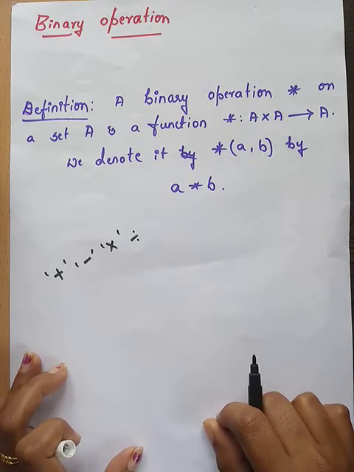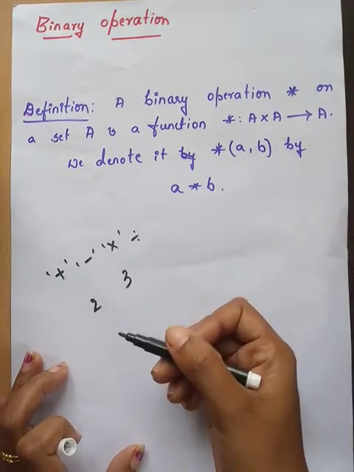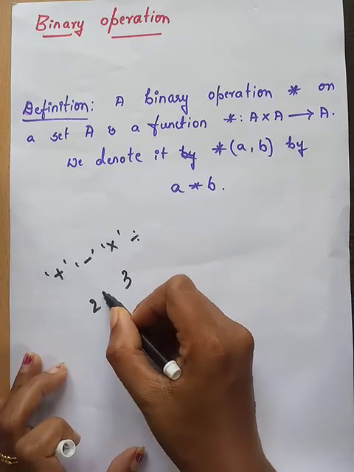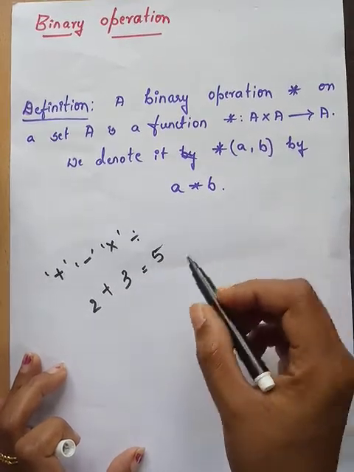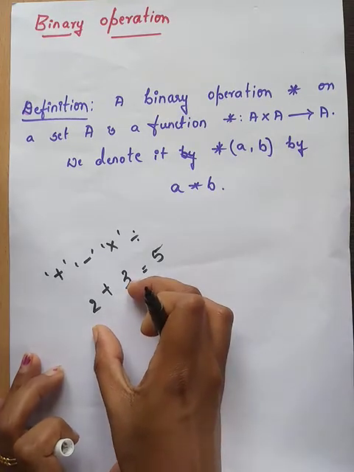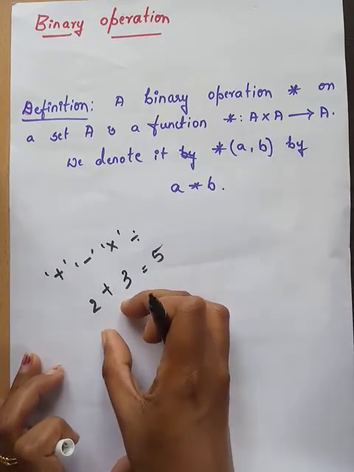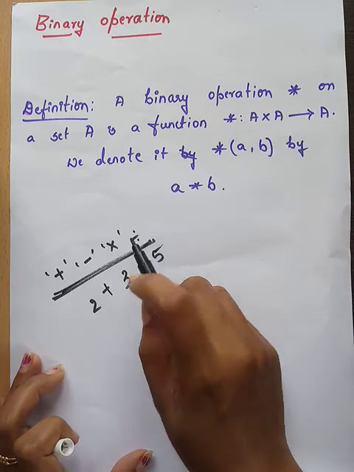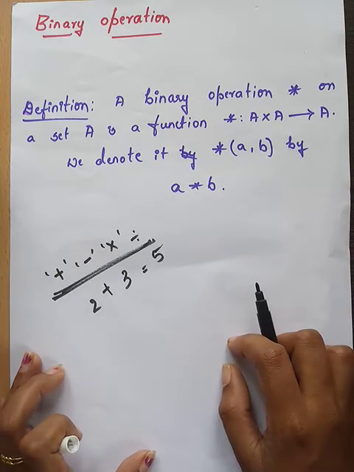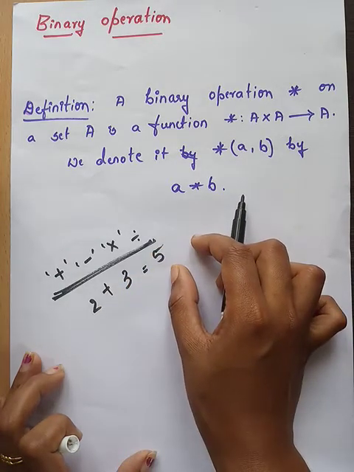Suppose you have two numbers, 2 and 3, and if they ask you to add these two numbers, what will you do? You'll do 2 plus 3, and you'll be getting a number which is 5. So you can see that when two numbers are added, you're getting a single number. These are nothing but binary operations, that is addition, subtraction, multiplication and division, where you are adding two numbers and you are getting the result as a single number.